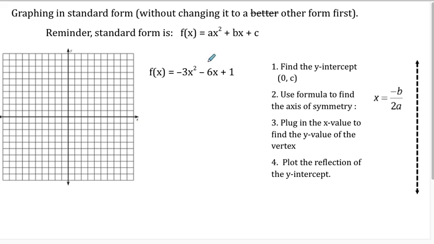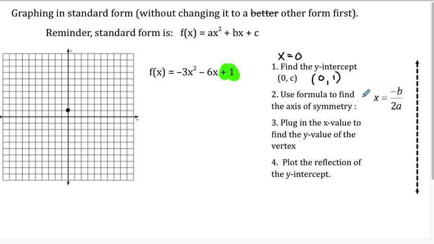So the first thing that we should always do if we see an equation in standard form is we should always start by finding out what the y-intercept is. Of course, the y-intercept is where x is equal to 0, so plugging in 0 for x, the first two terms are just going to cancel out. And so the y-intercept will always be this c value, remembering that the standard form is ax squared plus bx plus c. So the y-intercept is the point (0, c), or in this case, (0, 1). So I can come over to my graph and just plot the y-intercept as the first point that I'm going to graph.